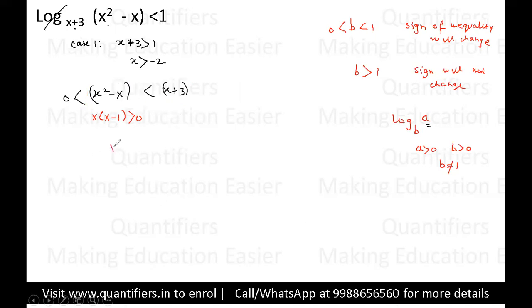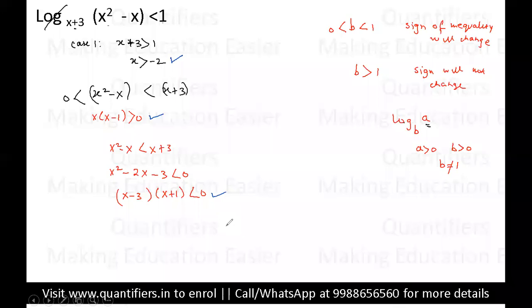So if I solve this part, x square minus x is less than x plus 3. Now from here, what will I get? I'll get x square minus 2x minus 3 is less than 0. And this will give me x minus 3 into x plus 1 is less than 0. Now students, all three conditions should satisfy, okay? These are the three conditions which I have highlighted. All three should satisfy. Now let us draw a number line.